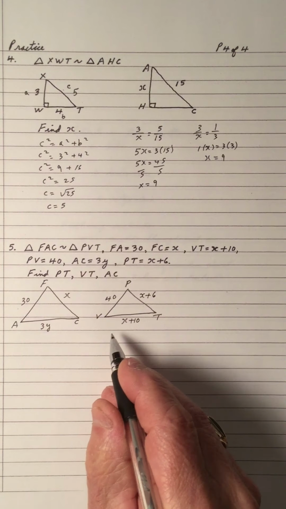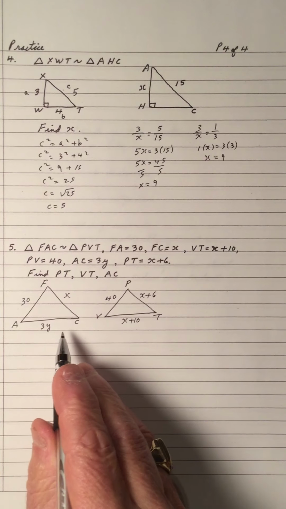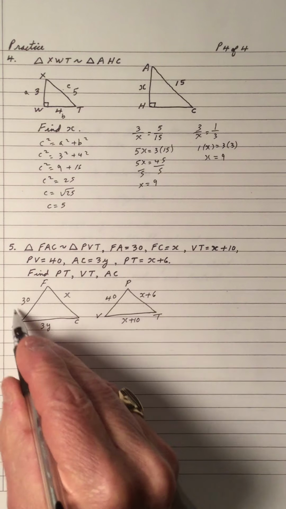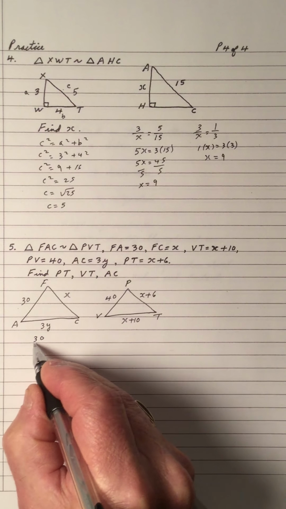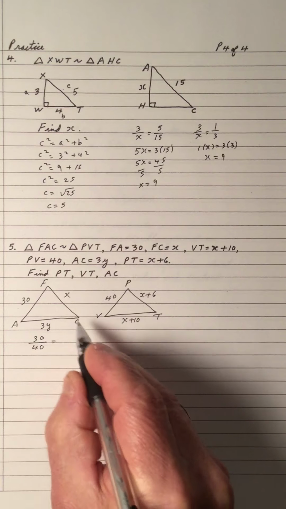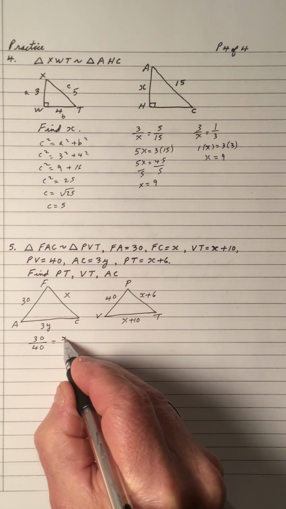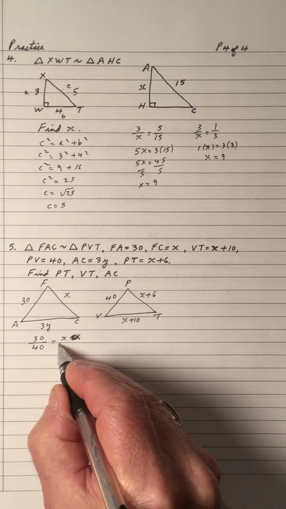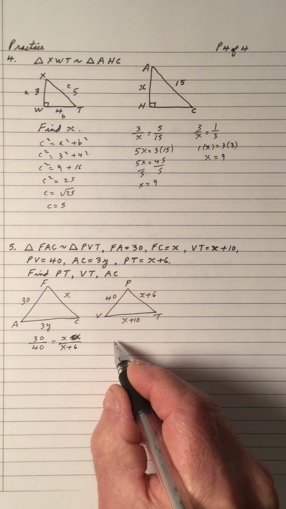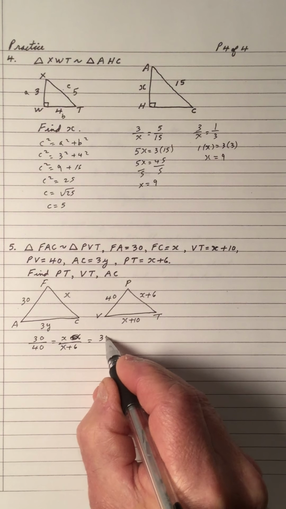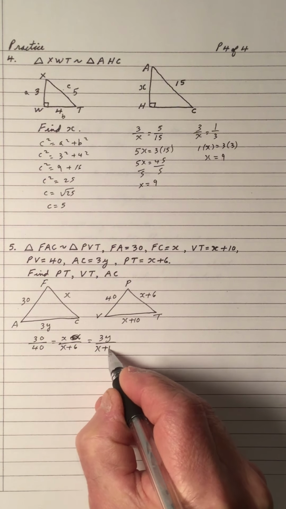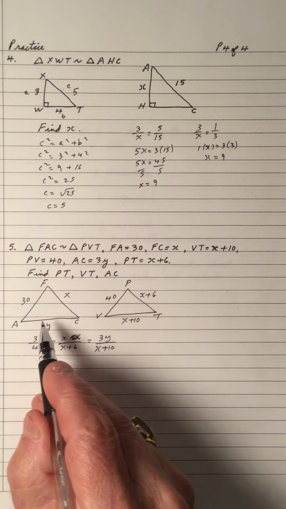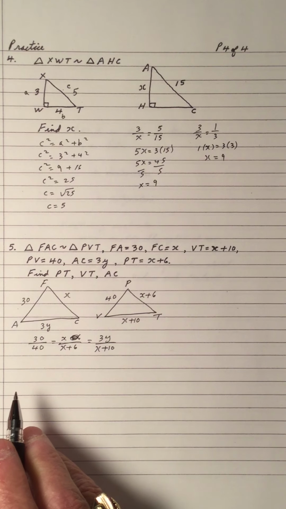So drawing the triangle and having them matched up as being similar, now you can see that you have a 30 going with the 40. So this is a fraction. You got the X going with the X plus 6, sorry, and you have 3Y going with X plus 10. So notice 30 goes with 40, X goes with X plus 6, and 3Y goes with X plus 10.